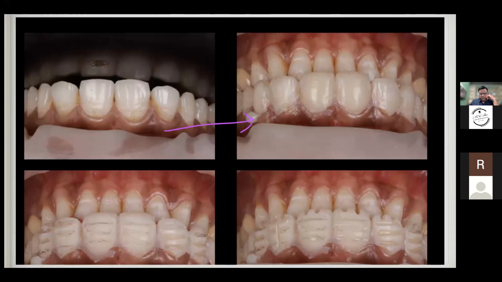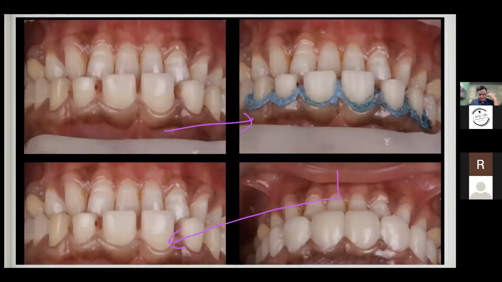Again, mock-up. You prep through the mock-up. First, give the incisal preps, and then along the facial surface, prep through the mock-up, and that's the prep done. Again, use the same mock-up or the same index to give your temps.